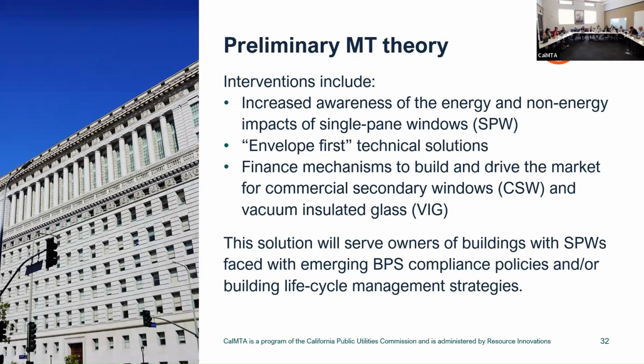There's a lot of focus on U-value and conductive heat losses. Solar heat gain and air leakage, it doesn't matter. It's climate independent, and so single pane windows in mild climates have significant energy impacts. So we need to elevate awareness of that problem, and then talk about the importance of envelope-first solutions.